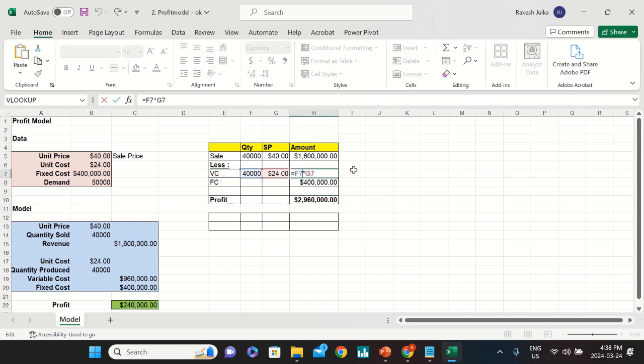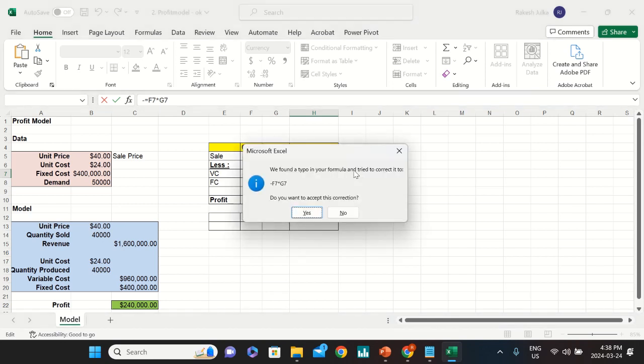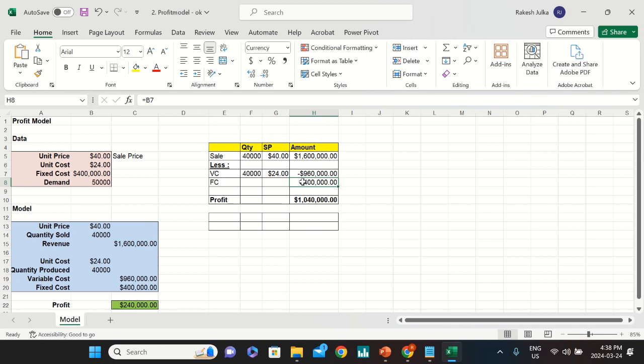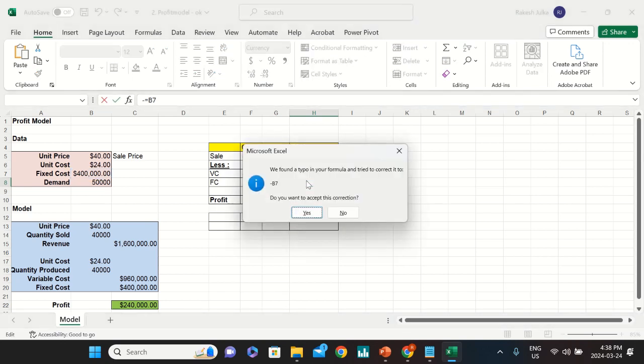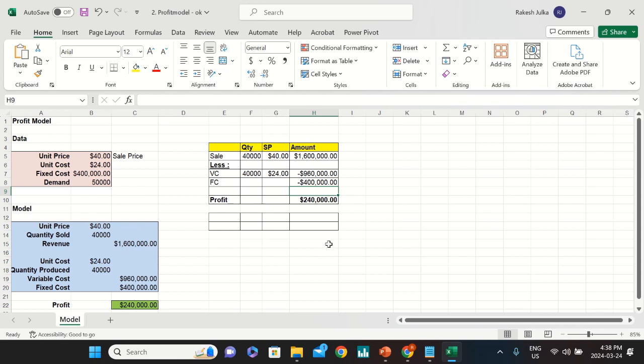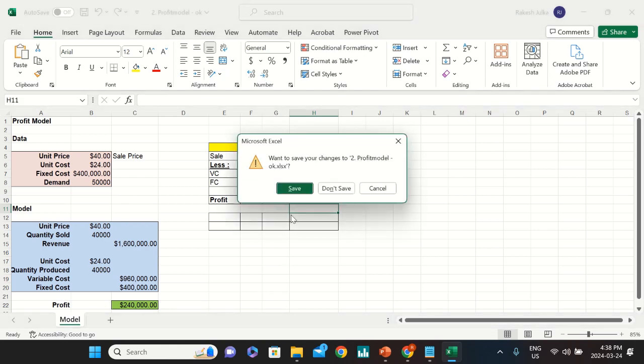Here I want to put a minus sign, right? Then make a total of all these, and we will be able to find the total profit. So the total profit will be $240,000. That will be the total profit. Now this is the second model that we have discussed.